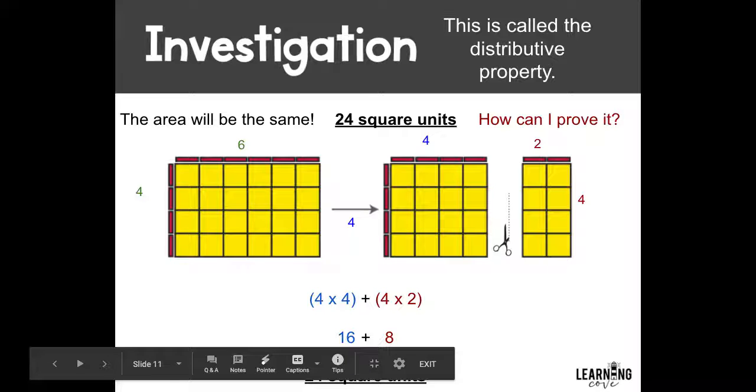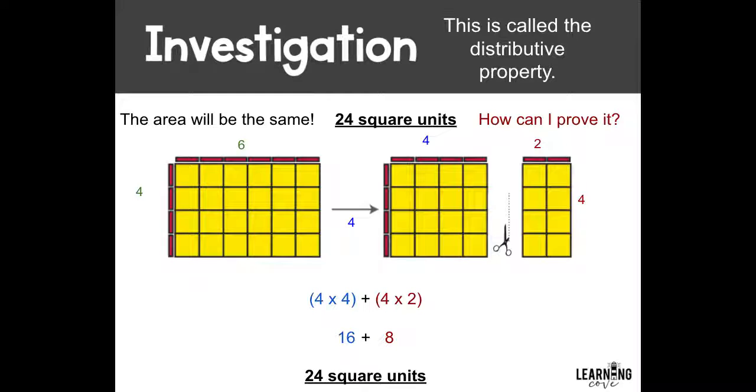Now I'm going to take the area of the first smaller rectangle and add it to the area of the second rectangle. 16 plus 8. I know 16 plus 4 equals 20. And then from 20, if I add another 4, that's 24 square units. And 24 square units equals 24 square units. It's the same.